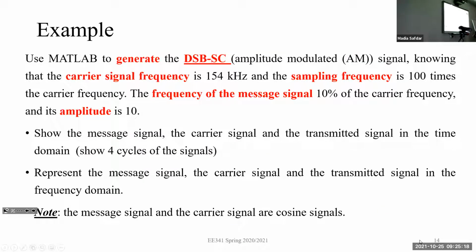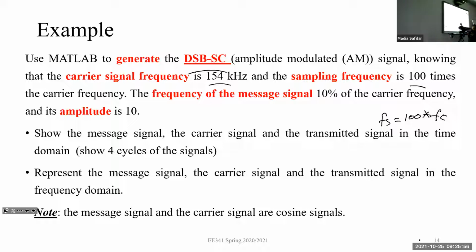So there is an example. Use MATLAB to generate the double sideband suppressed carrier signal. I was just discussing it with you. This is an amplitude modulated signal. The carrier frequency is 154 kilohertz, and the sampling frequency is 100 times the carrier frequency. The frequency of the message signal is 10% of the frequency of the carrier.